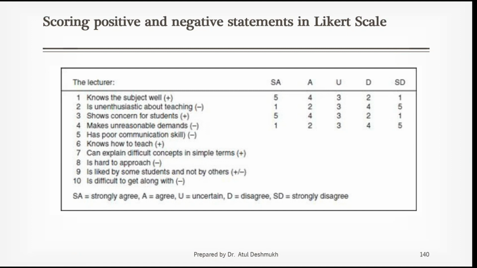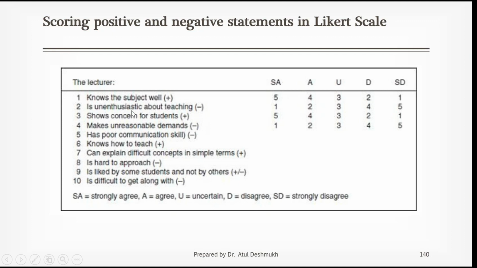So in case of a positive statement, the most positive attitude will get the highest marks. It is a 5-point scale. In a 5-point scale, you have 1, 2, 3, 4, 5. So the highest, that is 5, will be taken by strongly agree and 1 will be taken by strongly disagree.